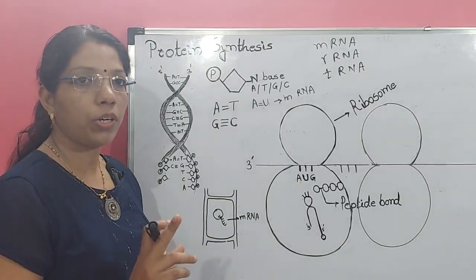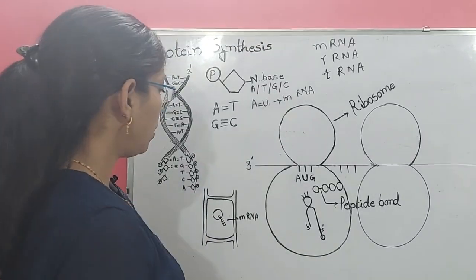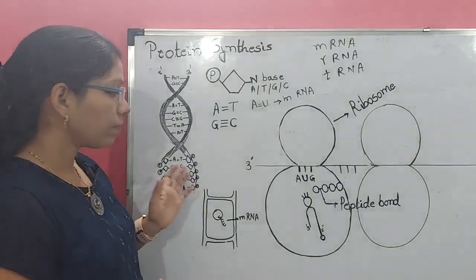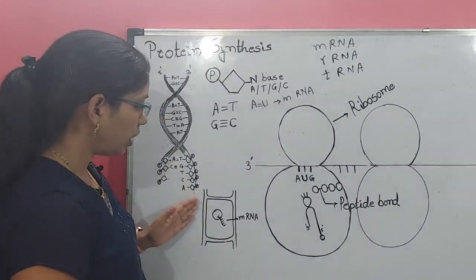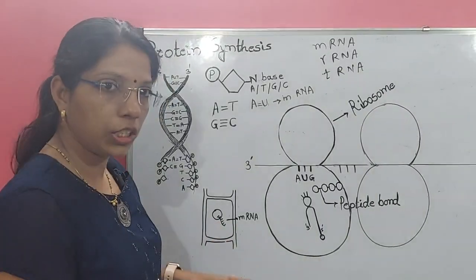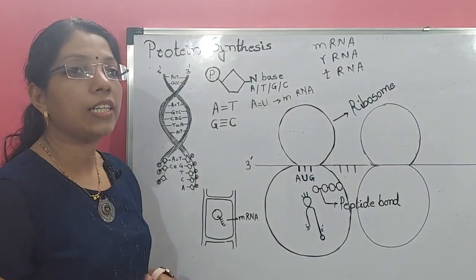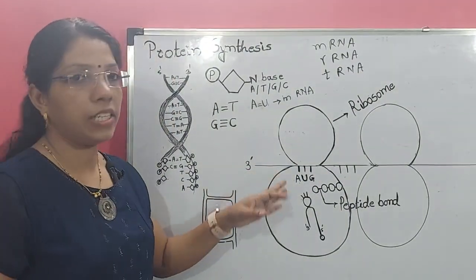So the first important process of protein synthesis is transcription. Transcription is copying the information. Transcript means to copy. The information present on DNA is copied onto mRNA, and the synthesis of mRNA is called transcription. So the second process is called translation.